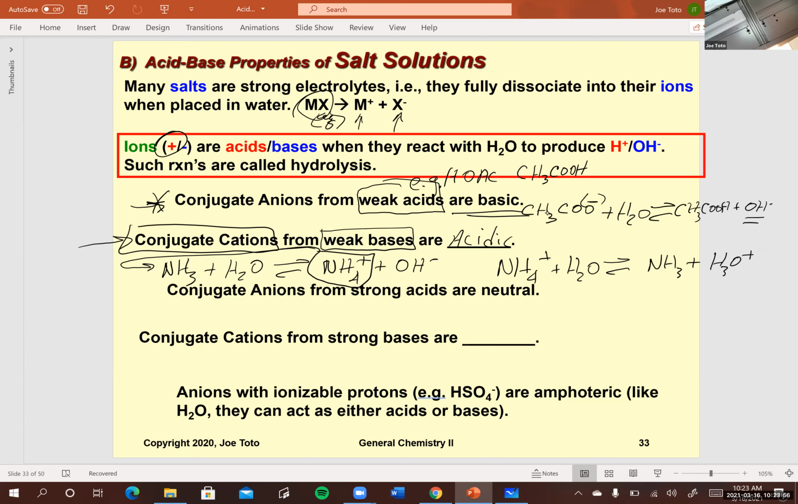Yeah, sure looks like it. I know this reaction is going to take place in an equilibrium because it produces a weak. So whenever you have a weak, it produces a weak and there's an equilibrium.